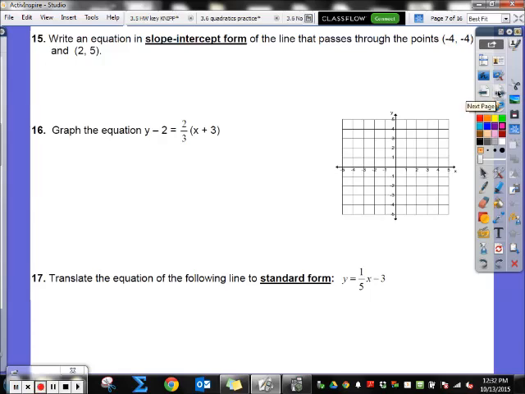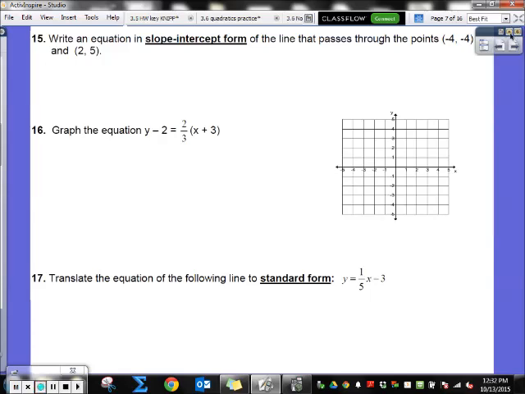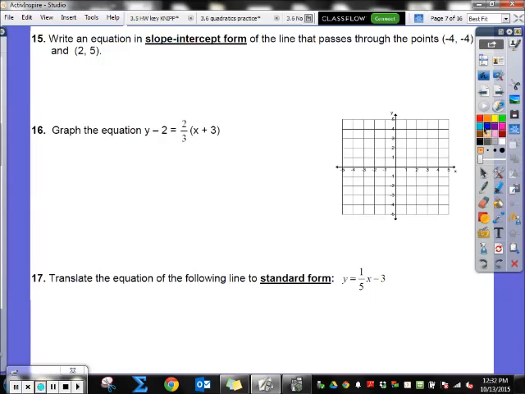15, write an equation in slope-intercept form of the line that passes through those 2 points. So we're going to have to first find the slope. So that's going to be m equals 5 minus negative 4 over 2 minus negative 4. So that is 9 over 6, which reduces to 3/2. Remember, leave your slopes as fractions.